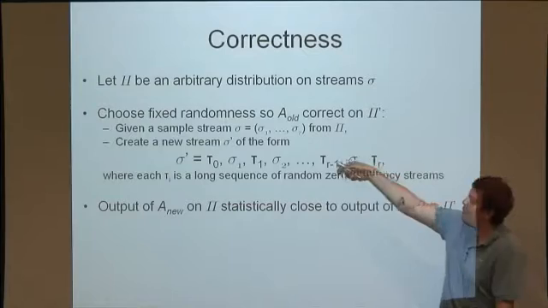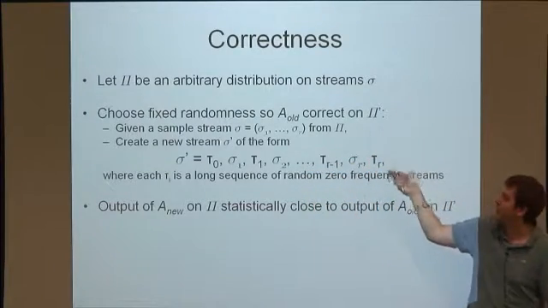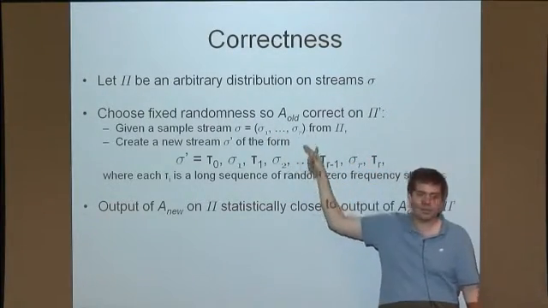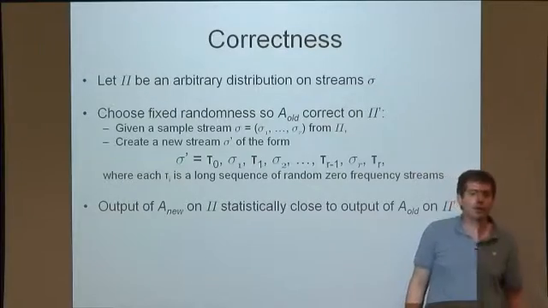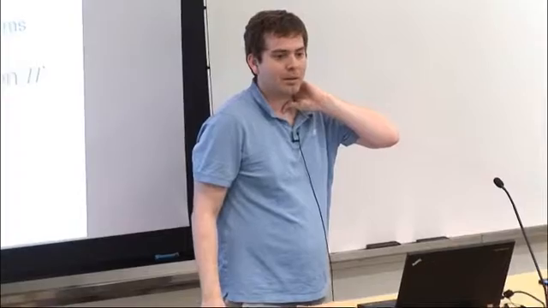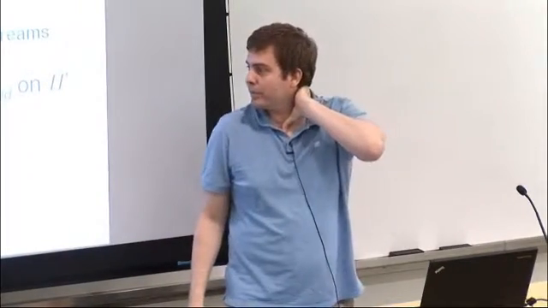So sigma 1 to sigma is the sample or? No. So there's just some arbitrary distribution pi on stream sigma, and these are its updates. Oh. Yeah. Can you say a word on how you randomly choose the zero frequency streams? So they're just long enough.